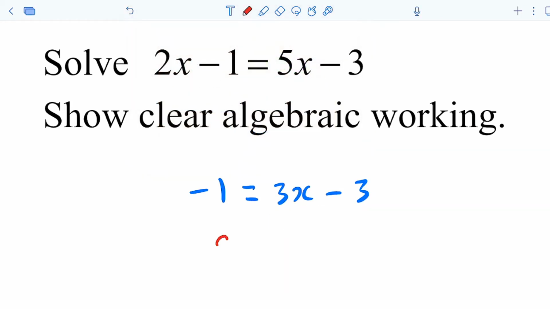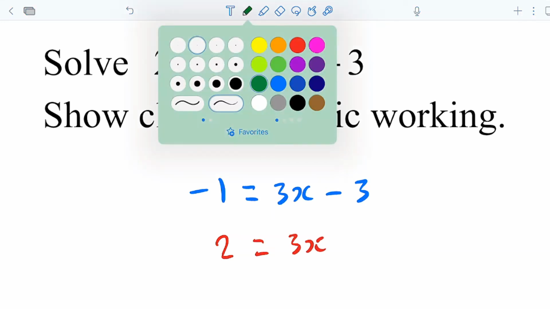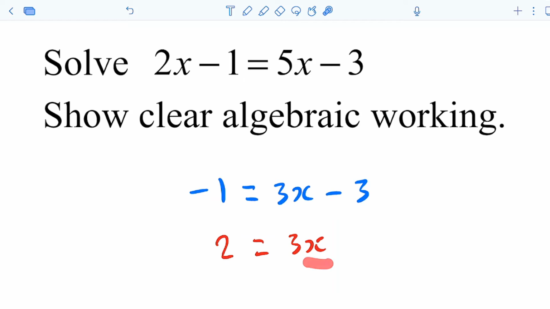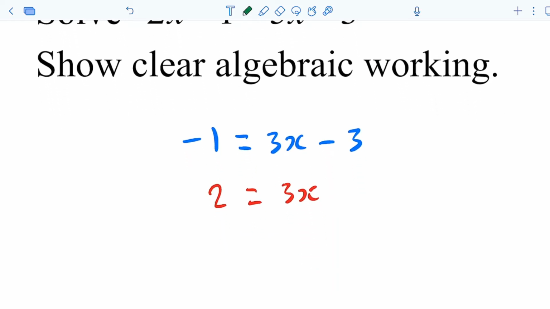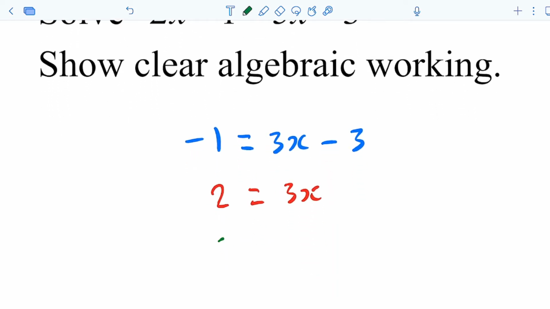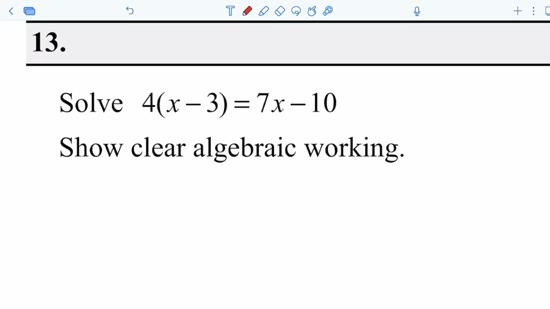So on the left hand side we have 2 is now equal to 3x. Final step is to isolate the x to be on its own. So we divide both sides of the equation by 3 to get 2 over 3, or 2/3, is equal to x. Moving on to question 13, the only difference this time is we have a bracket which we need to expand.